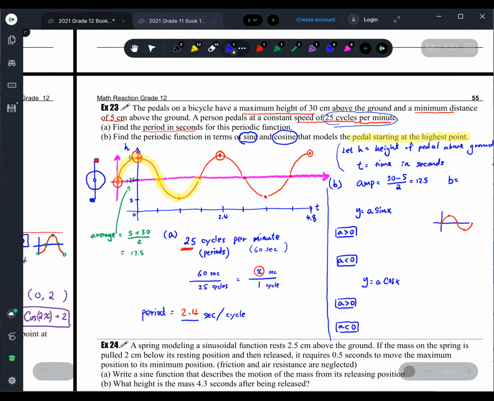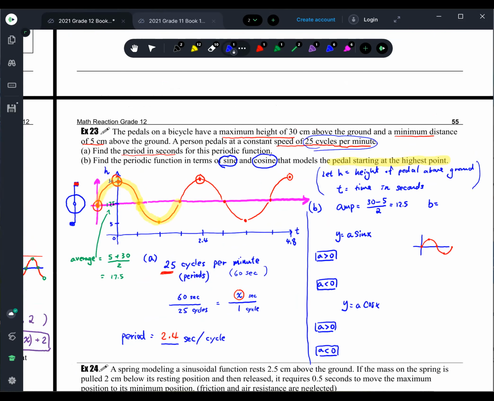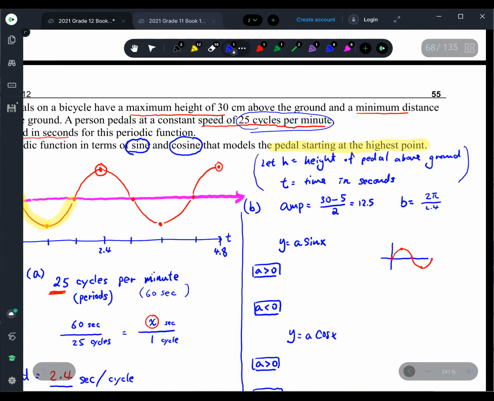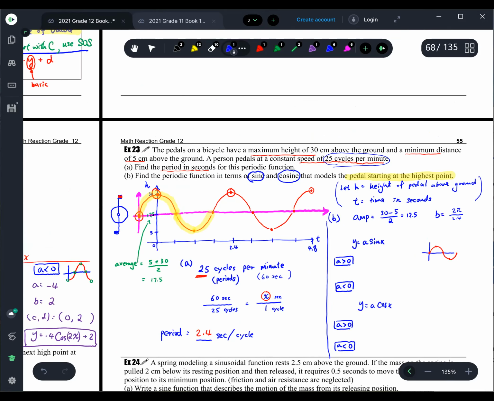So B is 2 pi over 2.4. Yeah, that's it. There's nothing tricky. You just follow what you learned last week. Don't think too hard. All right, so we found our A, we have our B, right?